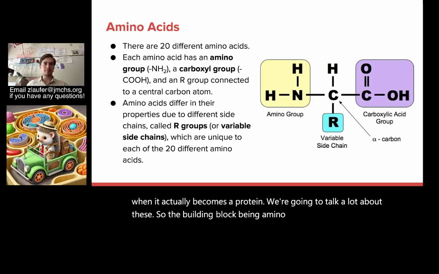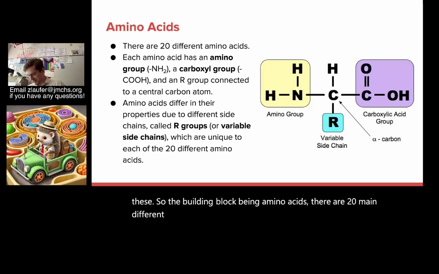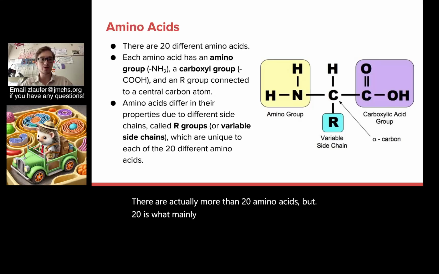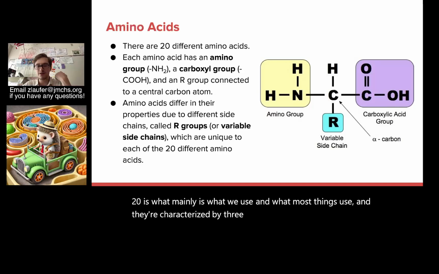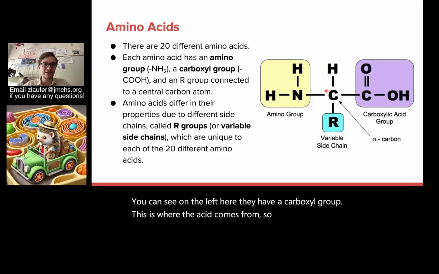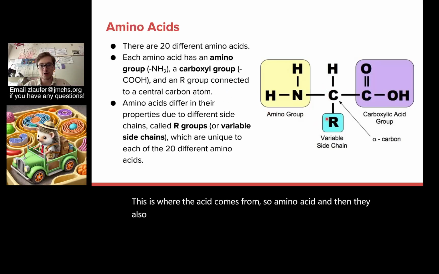There are 20 main different types. There are actually more than 20 amino acids, but 20 is mainly what we use and what most things use. And they're characterized by 3 things. They have an amino group, you can see on the left here. They have a carboxyl group. This is where the acid comes from, so amino acid. And then they also have an R group, or this variable side chain.